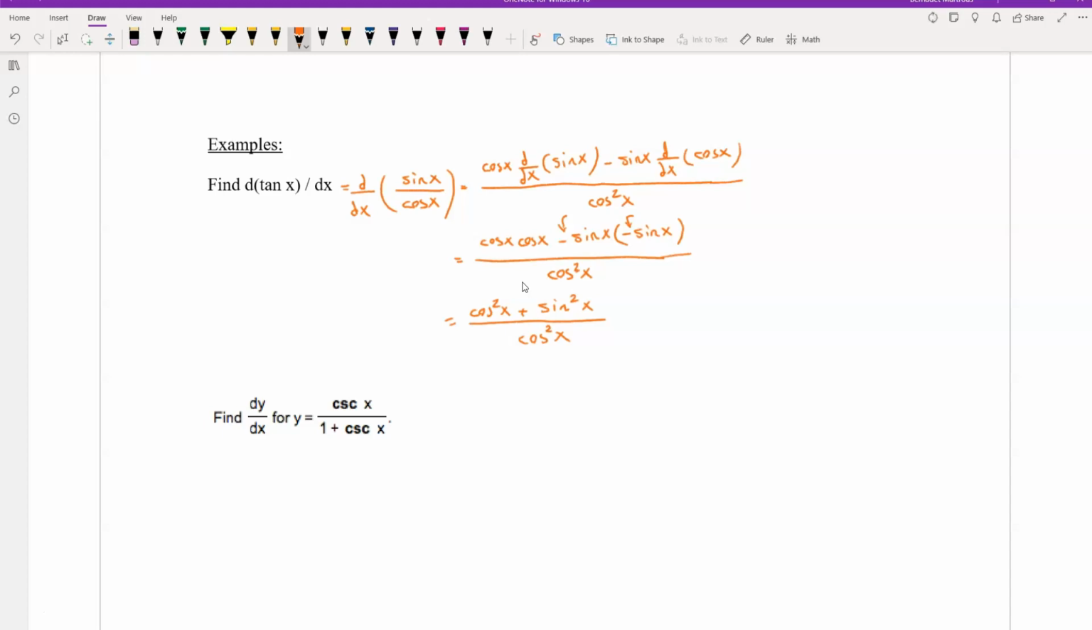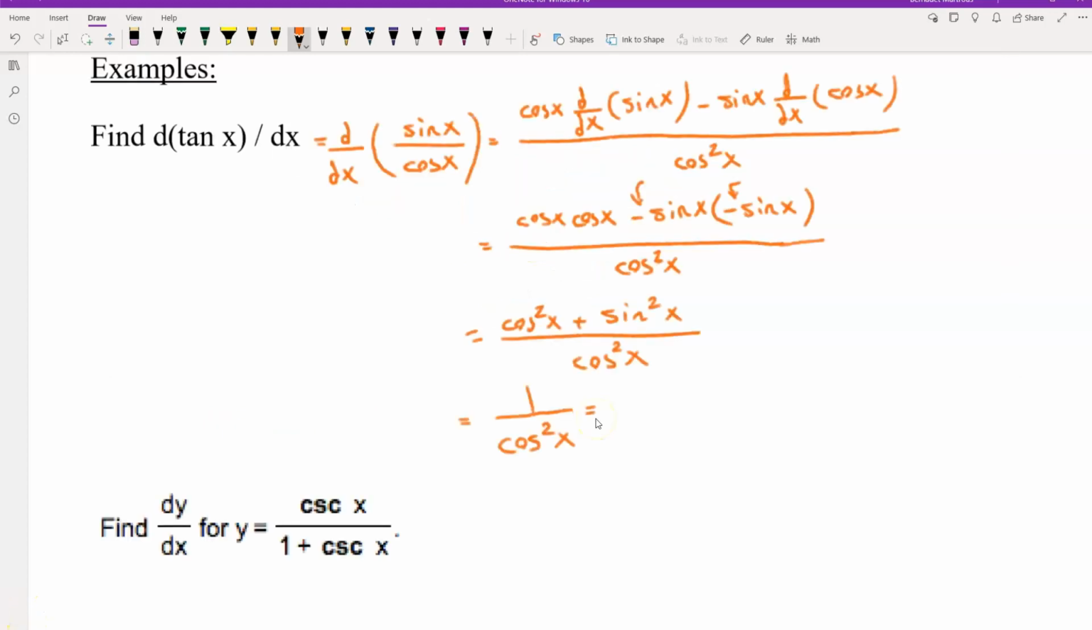Now what we have in the numerator is cosine squared plus sine squared, and that is equal to 1. So it's 1 divided by cosine squared x. And this is equal to secant squared x. So this is our final answer. The derivative of tangent with respect to x is equal to secant squared x.